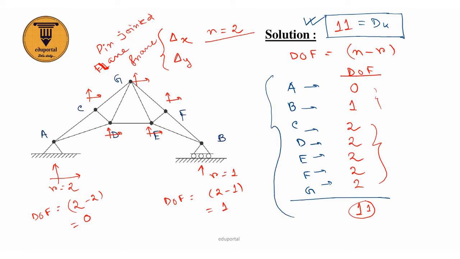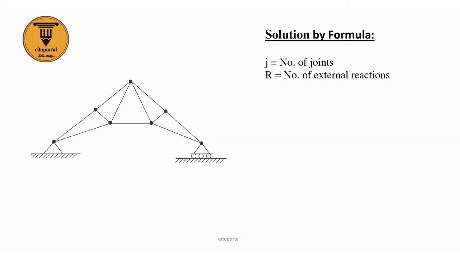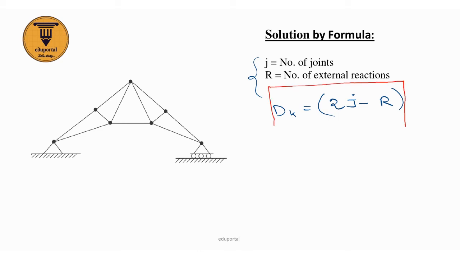Okay, now this is the solution by counting the degrees of freedom at each joint. Now we will solve the same question by formula. The formula we have is Dk is equal to 2 into j minus r. Okay, so the formula comes from our discussion. So you can easily validate the formula.